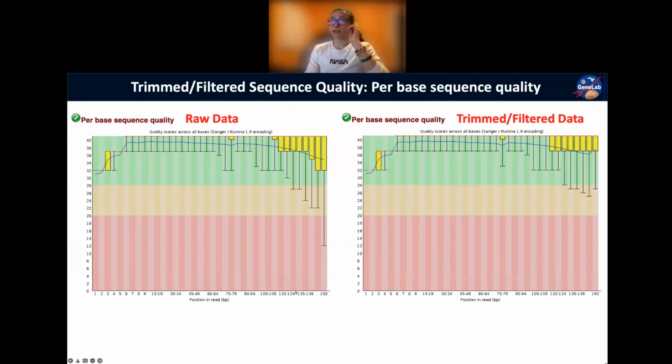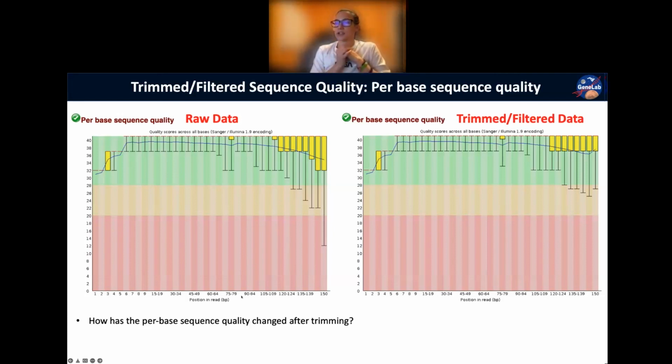I now want to take a look at what the quality is like now. Yeah, Susie, you chose that. So we want to look at what the quality looks like after trimming, and compare it with our raw data. I'll prompt you with some questions. How did the per base sequence quality change after trimming? What do you guys notice about the quality before and after?